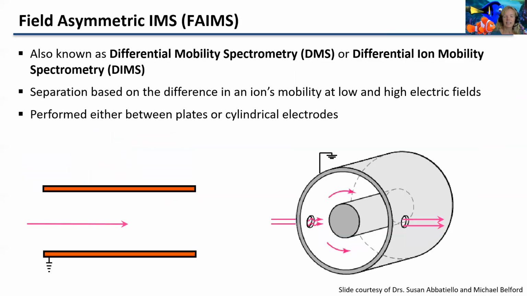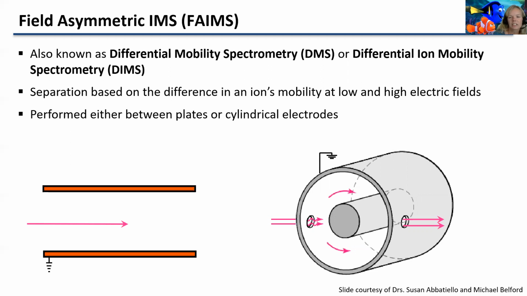Now let's go a little bit into field asymmetric ion mobility. Field asymmetric ion mobility is also known as differential mobility spectrometry or differential ion mobility spectrometry. So you can call it DMS, DIMS, or FAIMS. And just remember, all of them end in S. If you get confused with differential mobility analyzers, that ends in A, it doesn't link back to this same technique.